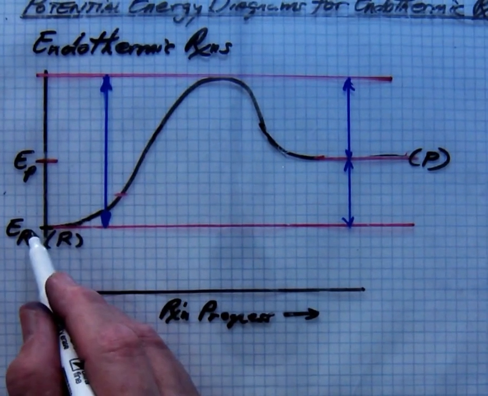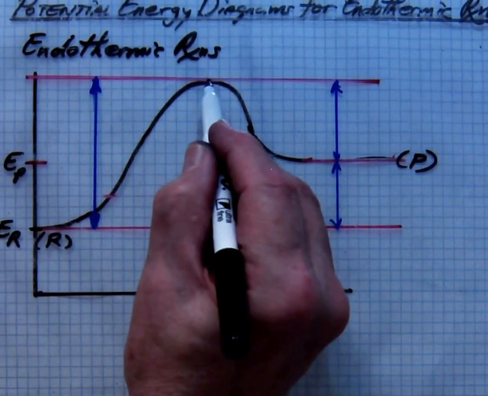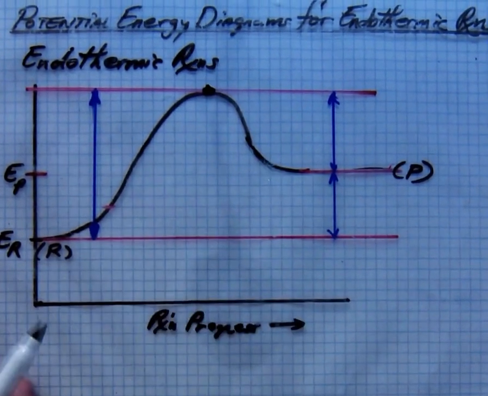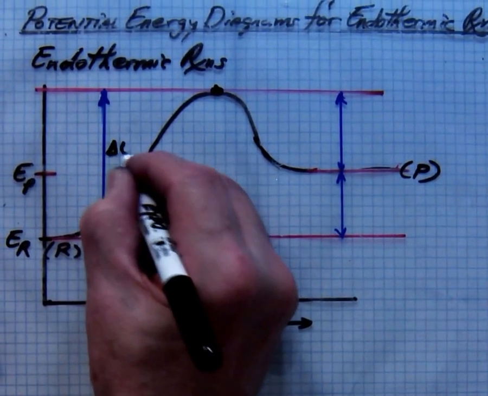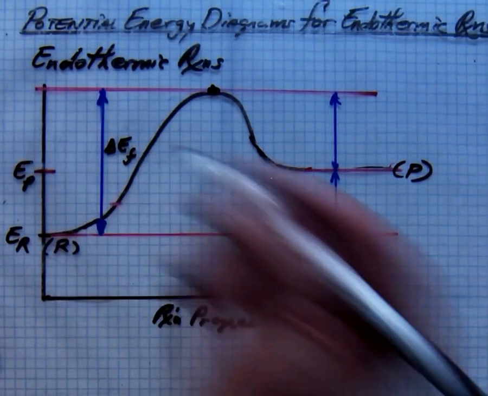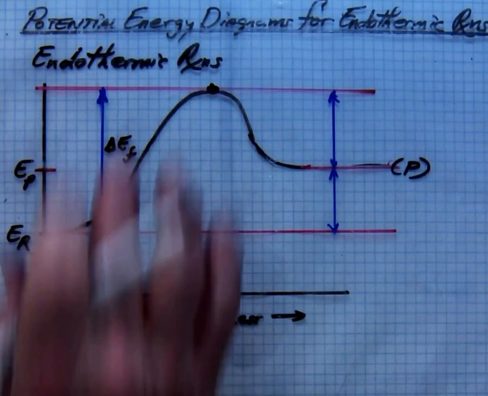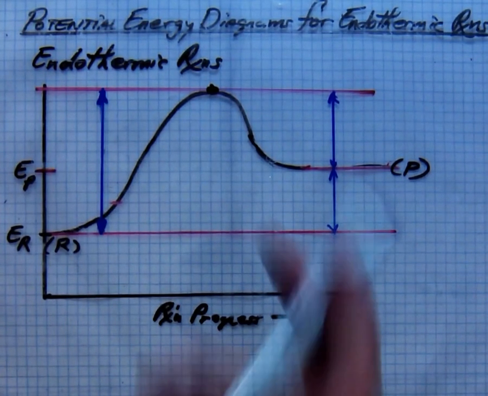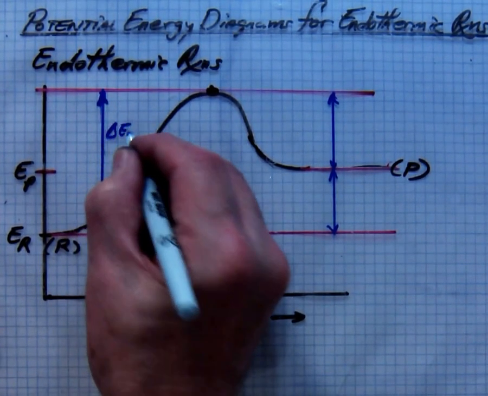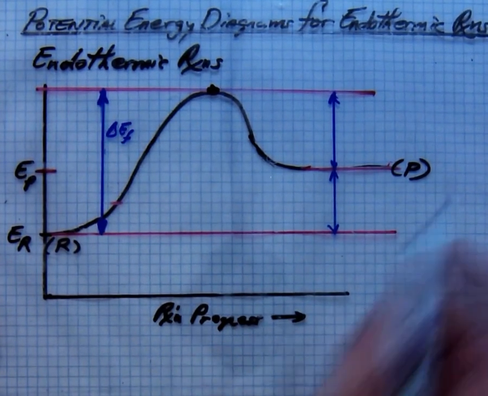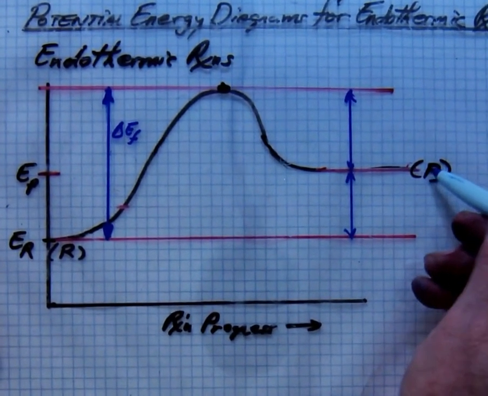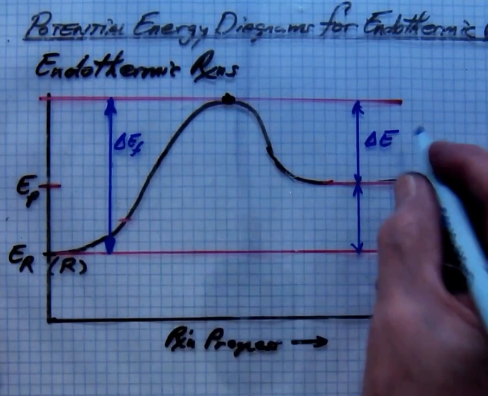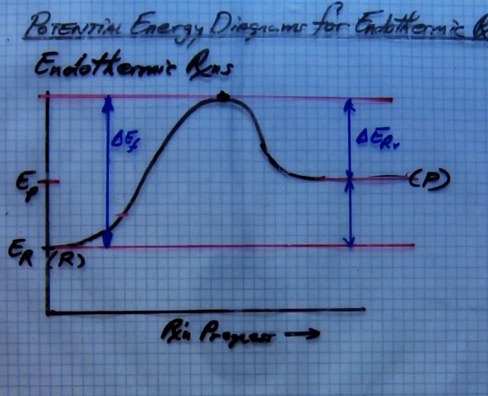So from the energy of the reactants, to generate enough energy to react, going to the activation point, this would be the delta E for the forward reaction. Should have done that in blue. I'll change that. Let's do that. Delta E for the forward reaction. Now the products start here, and if you wish to go in the reverse direction, this would be the delta E for the reverse reaction.